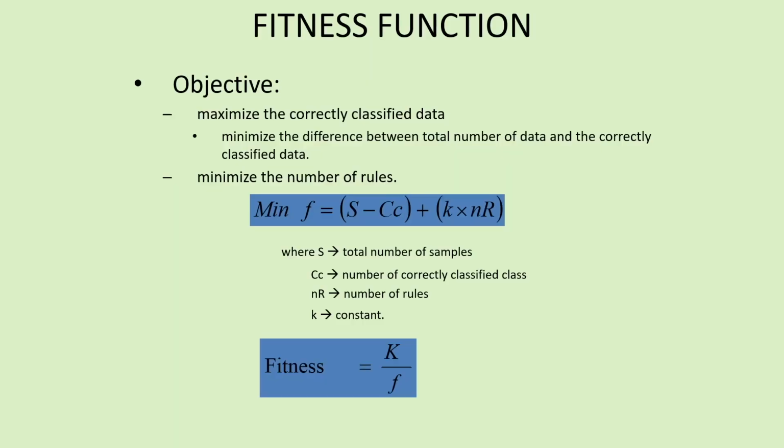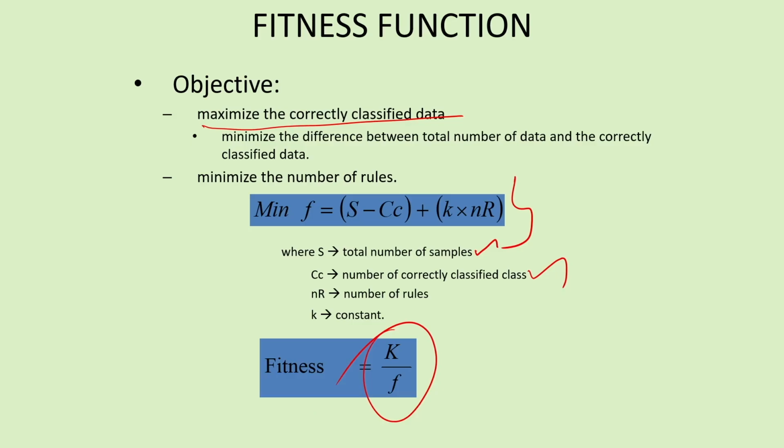Now the other important parameter is the fitness function, how the fitness function is designed. See, what is our objective? Our objective is to classify as much data as possible. So the fitness function can be generated as minimize f equal to capital S minus CC. What is capital S? Capital S is the total number of samples. What is CC? CC is the number of correctly classified samples, NR is the maximum number of rules, and K is a constant. So the fitness is the reciprocal of this objective function value.